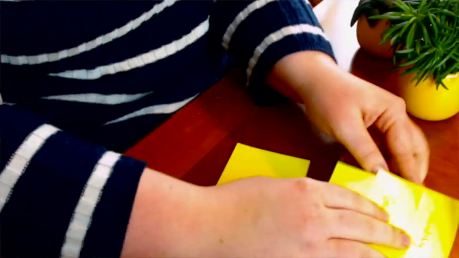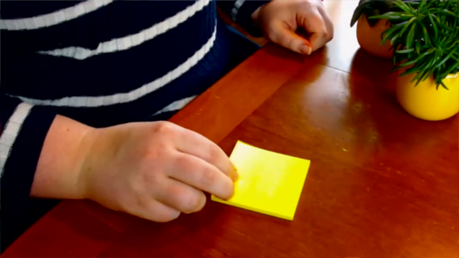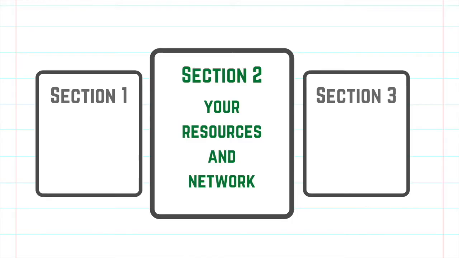Now that you've taken a few minutes to do that, you'll gather all the post-its from that brainstorm and put it aside just for a little bit. On to the next section, and here we're going to brainstorm what your resources and network are. In this section, there's 2 sub-questions.